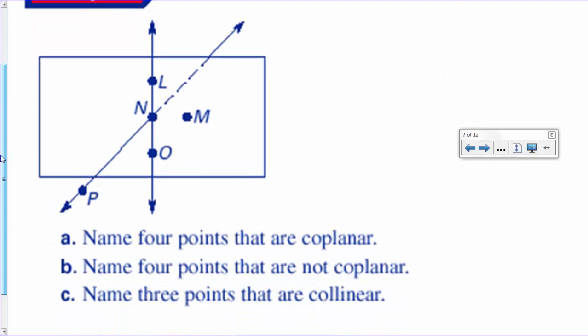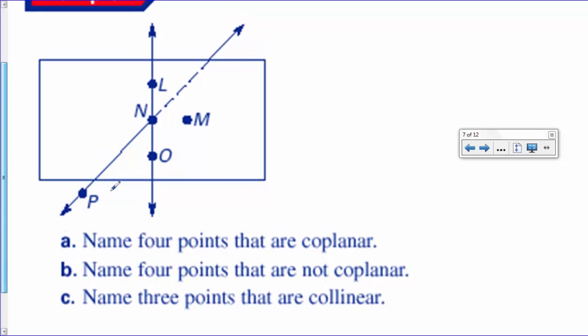Here's another example. Name 4 points that are coplanar in the same plane. That would be the 4 points inside of our plane. We would list them as L, M, N, and O.